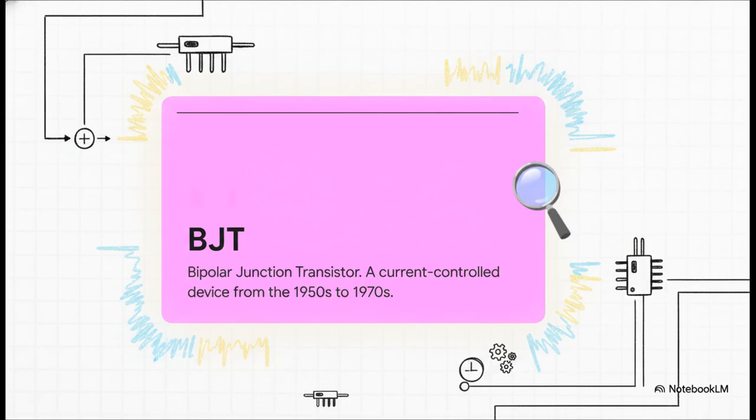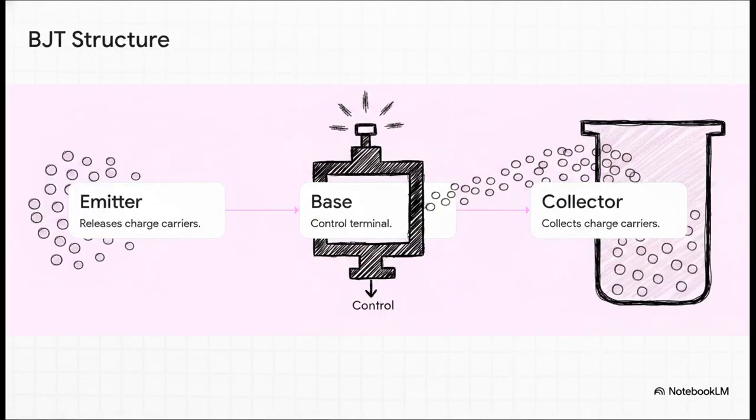The defining characteristic of a BJT, the thing you really need to remember, is that it's a current-controlled device. That means you have to feed it a continuous, albeit small, input current to allow a larger output current to flow. So how does that flow actually work? You've got 3 terminals. First, the emitter, which releases the charge carriers into the device. Then we have the base, which is our vital control valve. And finally, the collector, which, well, collects those charge carriers.